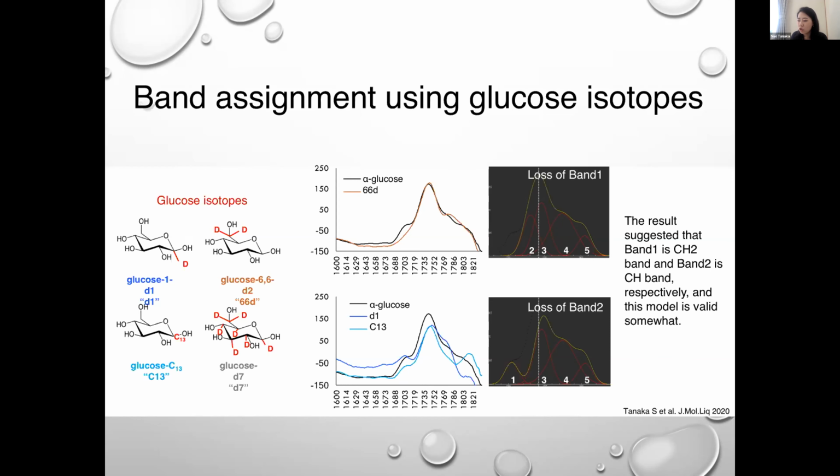In conclusion, near infrared can detect the difference of glucose anomer structure, and it originates not only from CH on the C1 carbon, but also from the exocyclic hydroxymethyl and solvent water. Thank you, that's all.